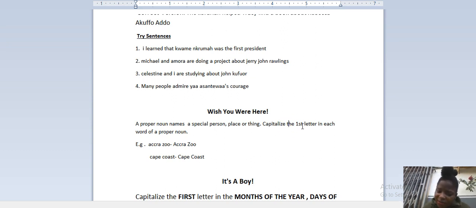So we capitalize the first letter in each word. Now there are two words over here, Accra Zoo. Let's forget the incorrect version and talk about the correct version: Accra Zoo. Here the A in Accra has been capitalized. Zoo over here also has been capitalized because the whole special name is Accra Zoo, not just Accra and not just zoo. The name of the place that makes it special is Accra Zoo. So the first letters in both words have been capitalized.